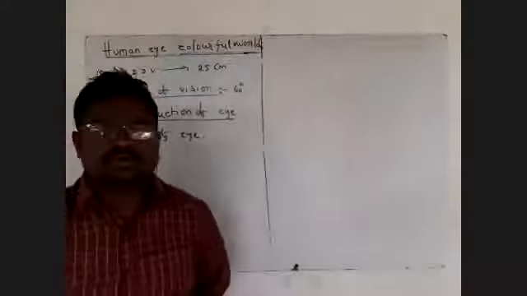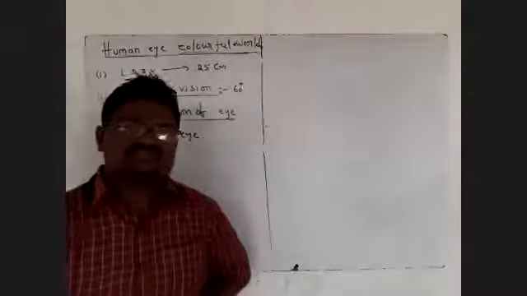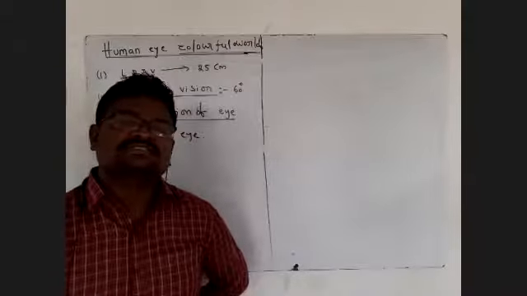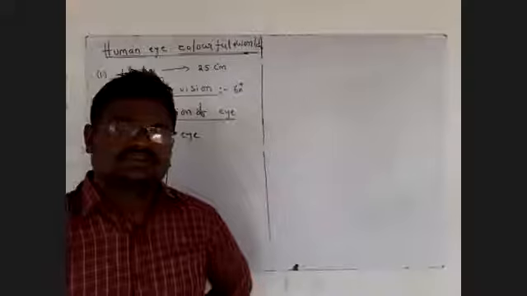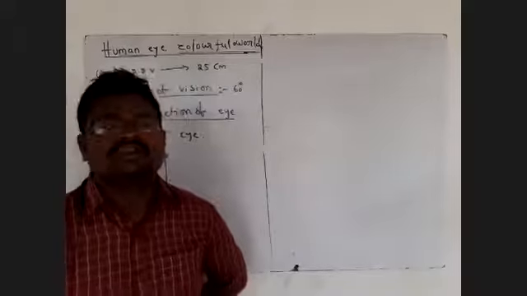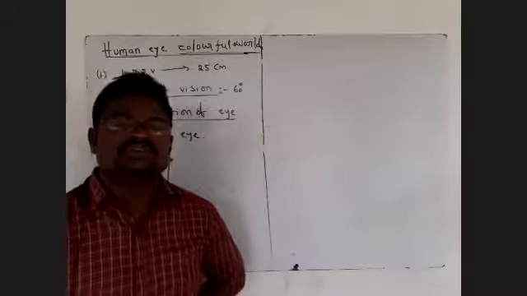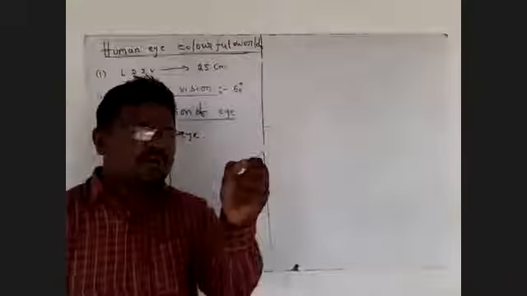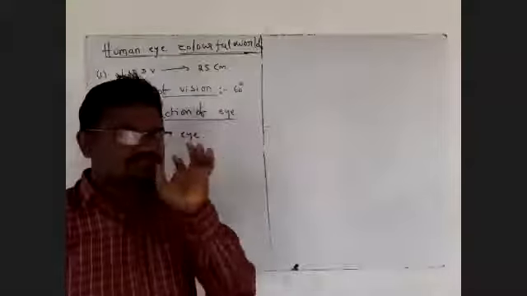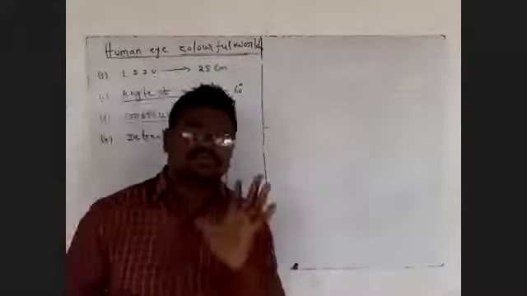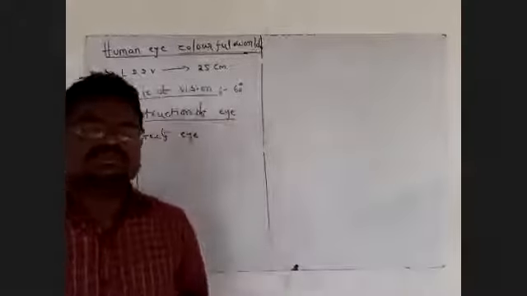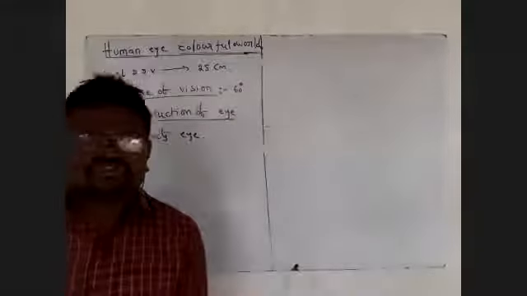Next one is iris. The circular muscular diaphragm is called iris, and one small circle at the center of the iris is called pupil. That is a pupil. And what is the function of iris?